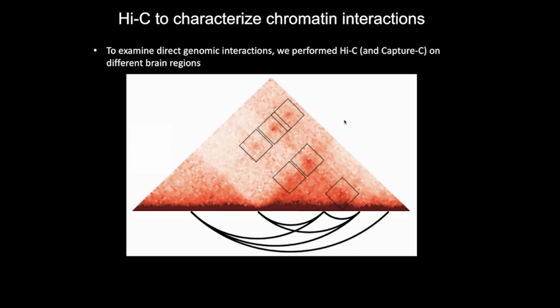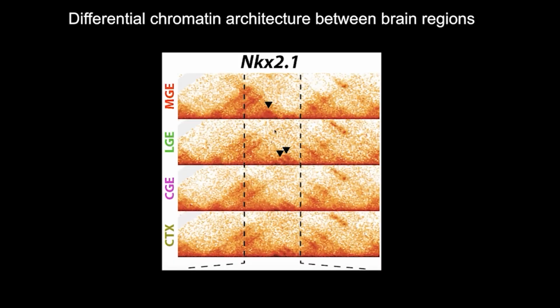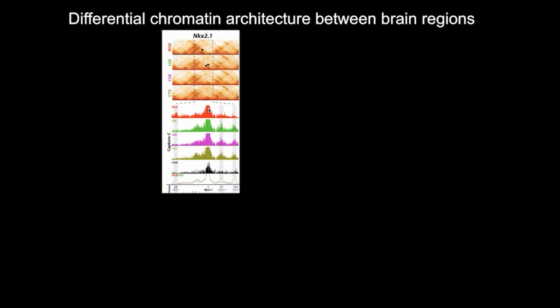So we performed this analysis in the 4 different brain regions. And just to highlight one interesting thing we found, this NKX2.1 gene is critical for fate decisions from the MGE. And what we found is that specifically in the MGE, we see this increase in orange intensity right here, indicating a chromatin interaction. If you go down these 2 regions, that connection is absent in the LGE, the CGE, and the cortex. Conversely, there are regions over here where we saw direct chromatin interactions in the cortex, CGE, and LGE that seem to be absent in the MGE. And then we performed Capture-C to verify this. This region down here in the middle is the NKX2.1 promoter.